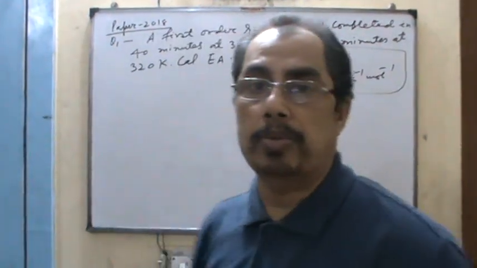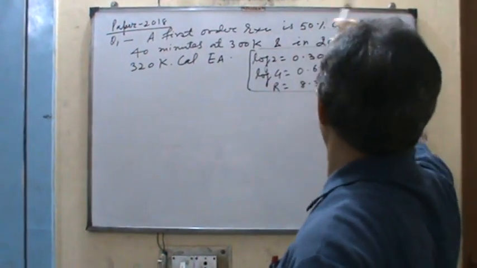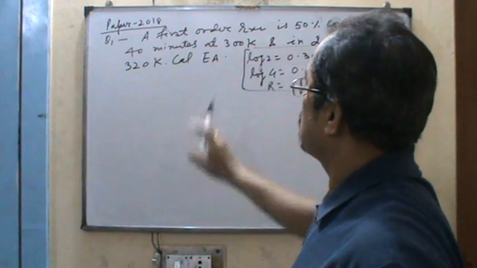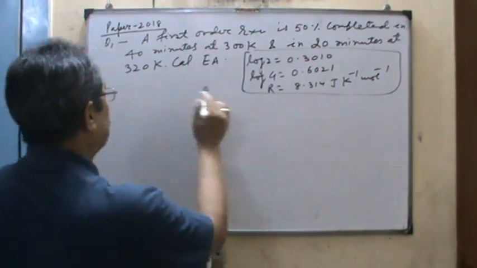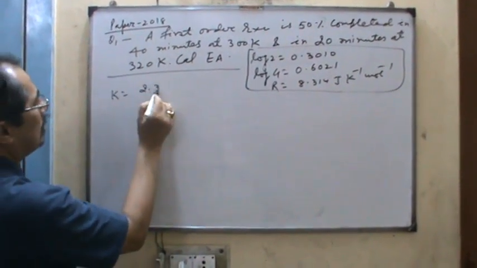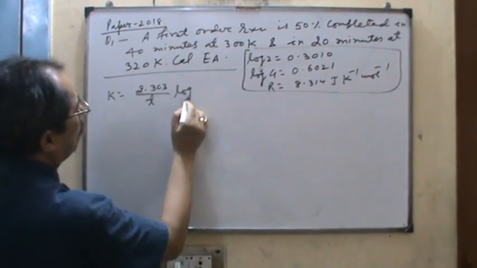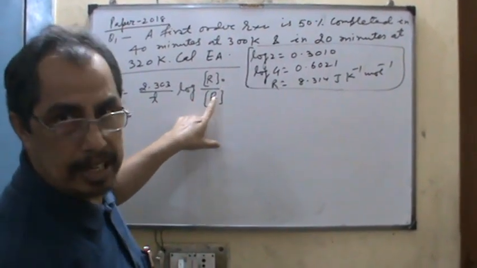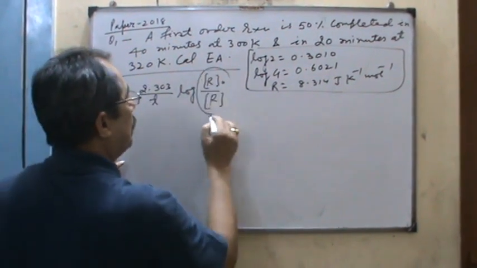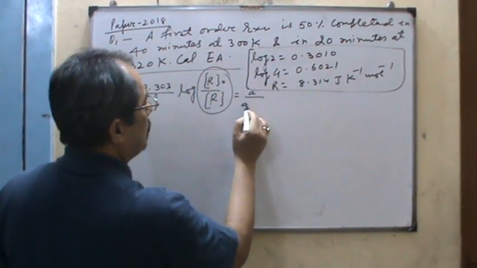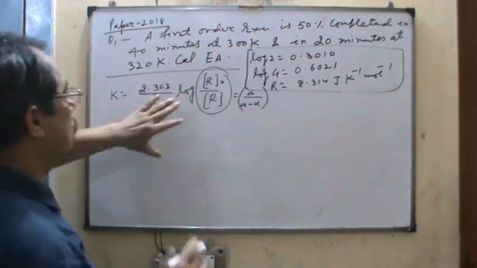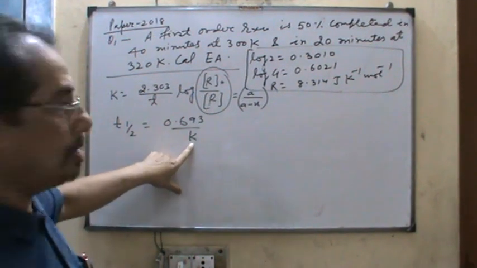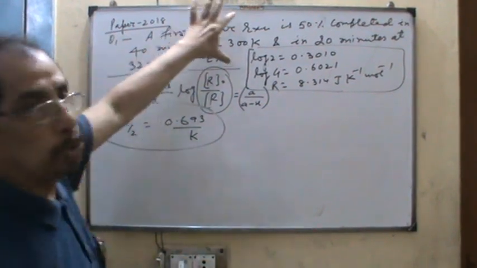So dear students, think which formula you can apply here. A first order reaction is 50% completed in 40 minutes at 300 Kelvin and 20 minutes at 320 Kelvin. Half-life is given to us at two different temperatures. Therefore, what is the first order formula? K is equal to 2.303 upon t into log of R naught upon R. What do you mean by that term R naught upon R? It is the initial concentration upon the final concentration. If a and a minus x are given, I have already explained that is the first order formula. But for half-life period, tell me, anybody: 0.693 upon K. It is the rate constant and time is given. You take this formula to solve this numerical.